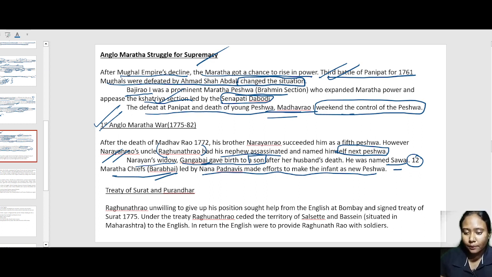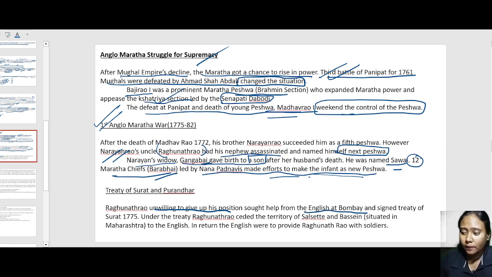Treaty of Surat and Purandar. Raghunath Rao was unwilling to give up his position. Nana Phadnavis tried to make the infant the new Peshwa, but Raghunath Rao, sitting on that throne, was unwilling to give it up. So what did he do? He reached an understanding with the English powers.